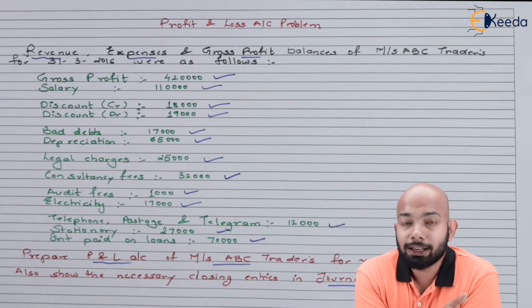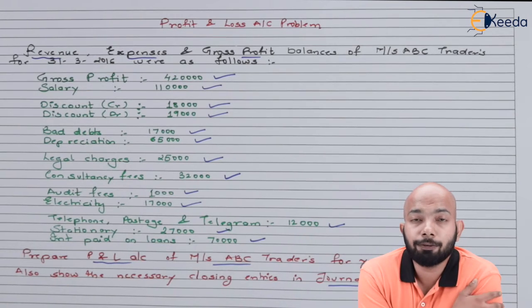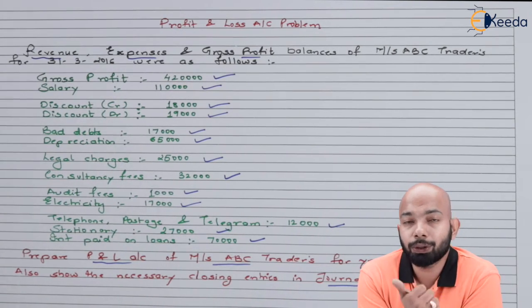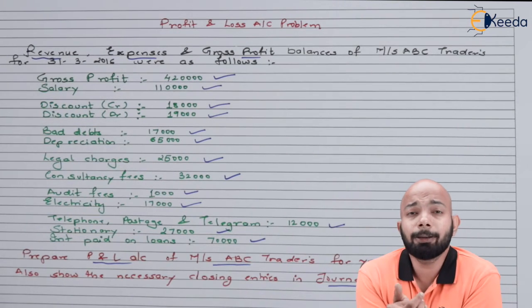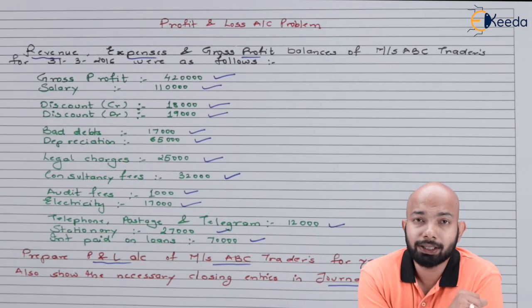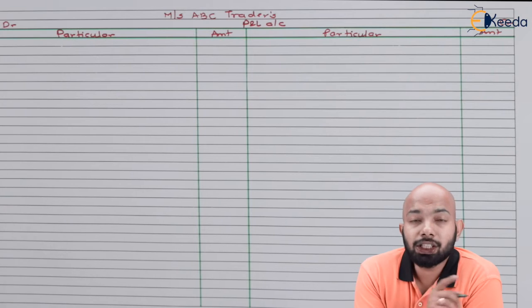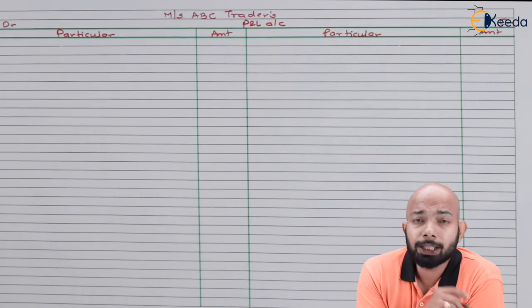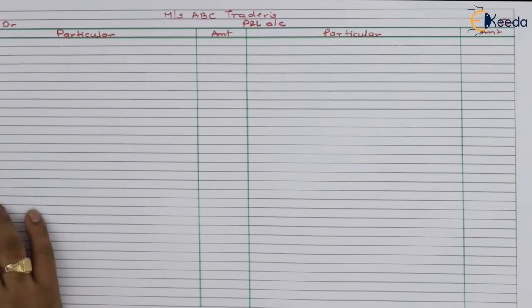Now that all the items related to the profit and loss account have been mentioned, let's prepare the profit and loss account first. The first thing that we'll be doing is transferring the gross profit to the credit side. Because it is gross profit, it will be mentioned on the credit side. Had it been gross loss, it would have been mentioned on the debit side. So let's prepare it first, and then we shall explain each and every detail of it.